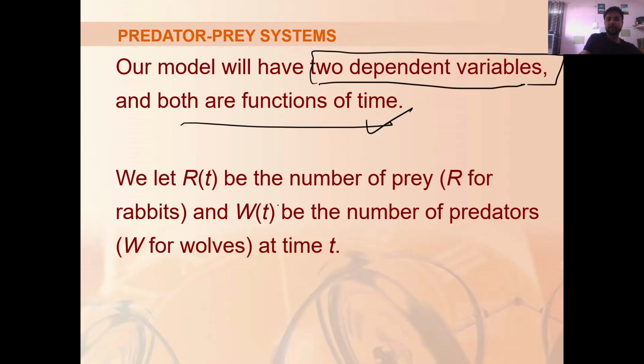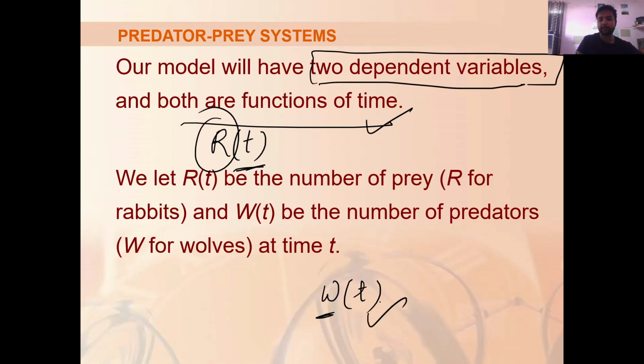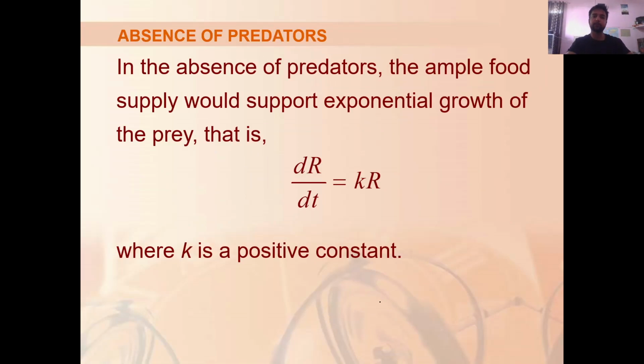Okay, and if we are writing the first function over here, that is R(t), it simply means the population of rabbits as a function of time. Another one is W(t), which means the population of wolves as a function of time. Okay, so now let us move to our first situation.